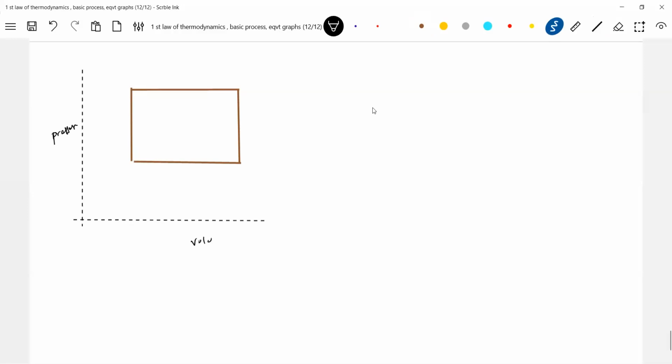This is the volume. Let this pressure be P, this is 2P. This is V, this is 2V. Okay, the path is like this. Now I'm interested in equivalent graphs. This is a pressure versus volume graph. I want the PT graph, VT graph, and any other graph. How to plot this equivalent graph?